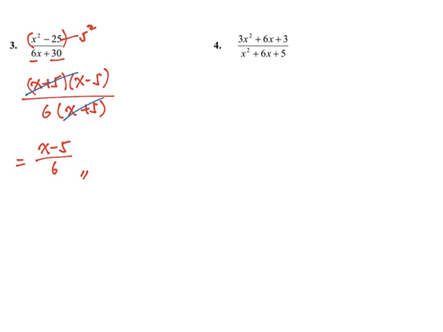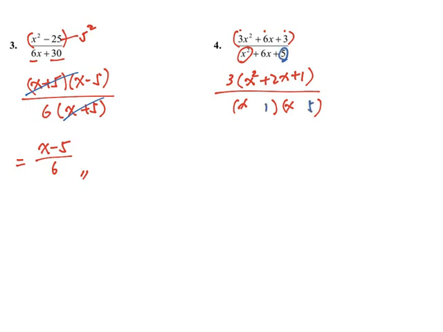Next, question 4. For the numerator, you can see 3, 6, 3. That means we can take 3 out. So it becomes x squared plus 2x plus 1. And for the denominator, we can use the brackets. So x squared, xx, and for 5, actually no other combination, just only 1 times 5. And our target is positive 6. So we can see plus 5 plus 1.